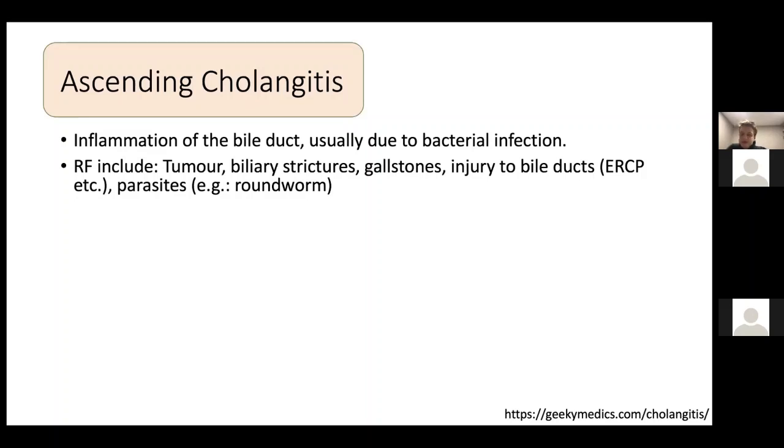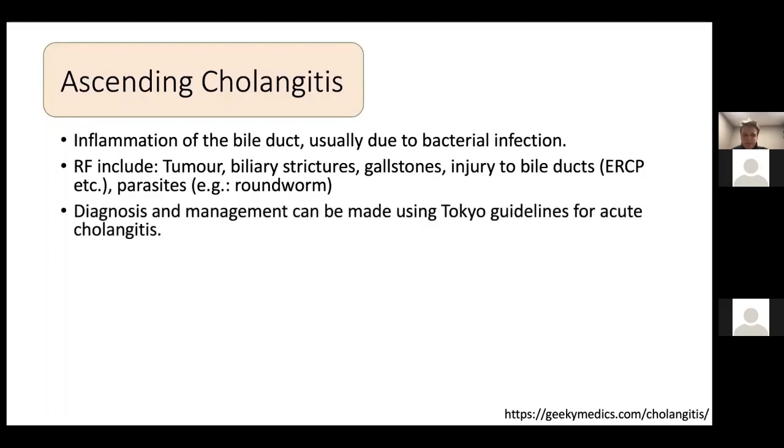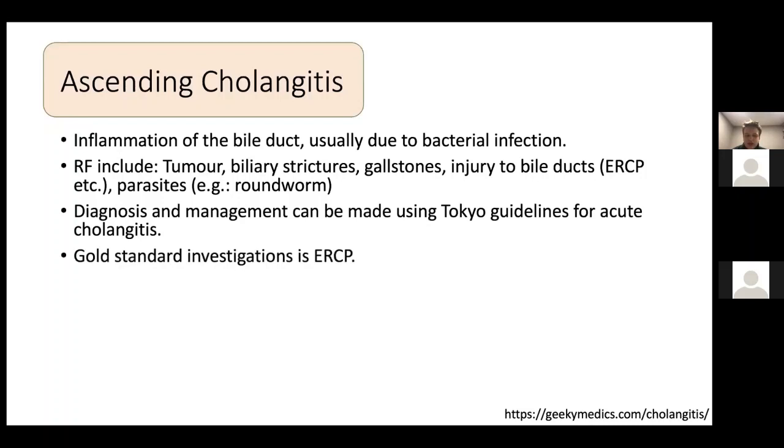If you've had previous injury to the bile duct, such as if you've had ERCP for stone retrieval or any other purpose in the past, and also parasites. An example of that is roundworm. So the Tokyo guidelines are useful for diagnosis and management. You can look at these in your own time. They are quite useful. So just have a look.